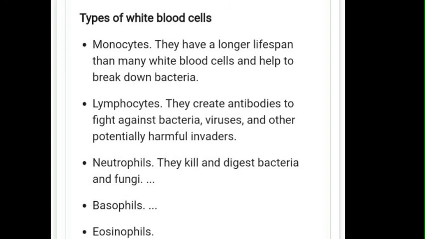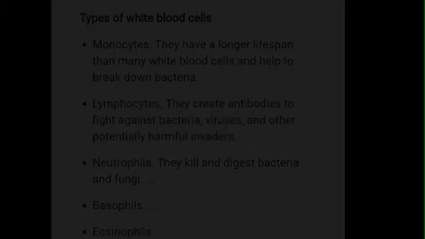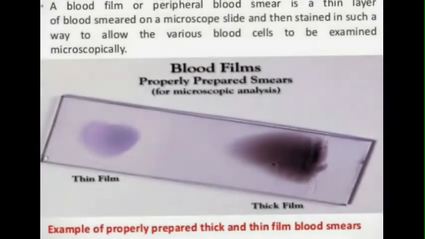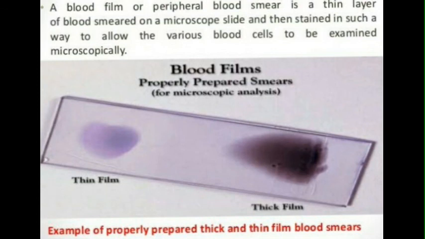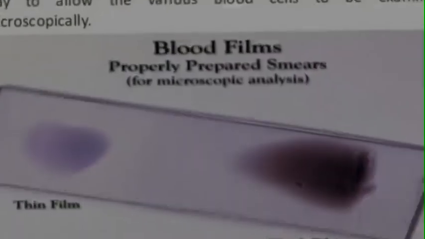Here you can see a peripheral smear drawn on a slide and stained. In this smear, one is a thin layer and another is a thick layer, in such a way that allows various blood cells to be examined microscopically. So, this is the differential leukocyte count.